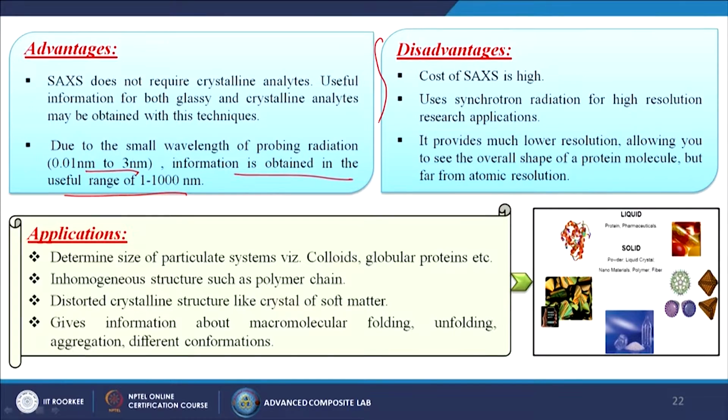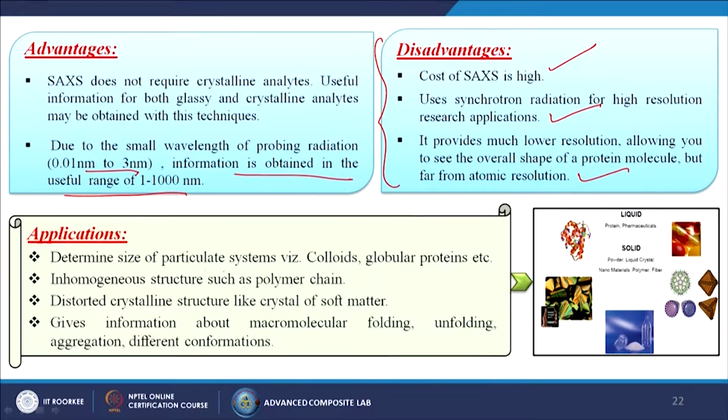Of course, there are certain disadvantages also. The cost of SAXS is high, and it uses synchrotron radiation for high resolution research applications. It provides much lower resolution, allowing you to see the overall shape of a protein molecule, but far from atomic resolution. What are the applications?